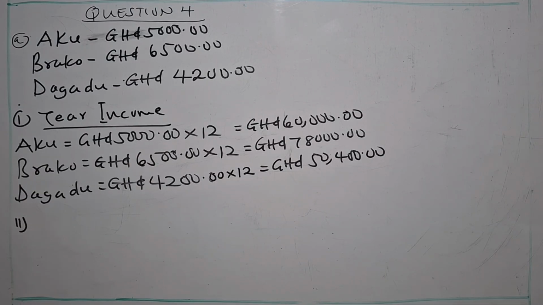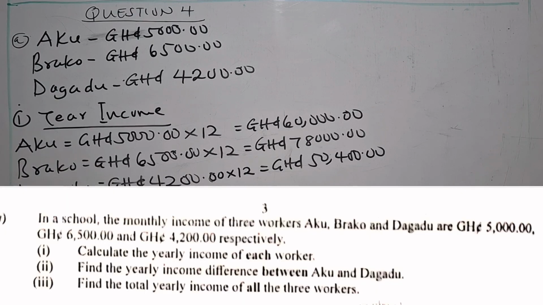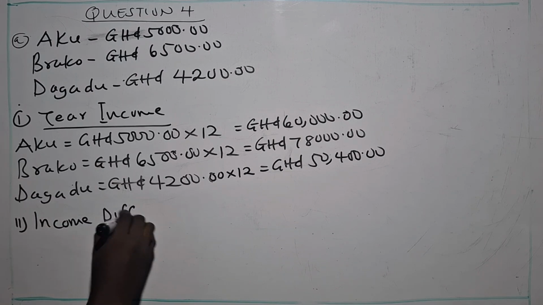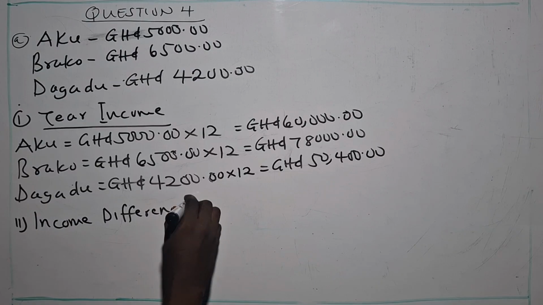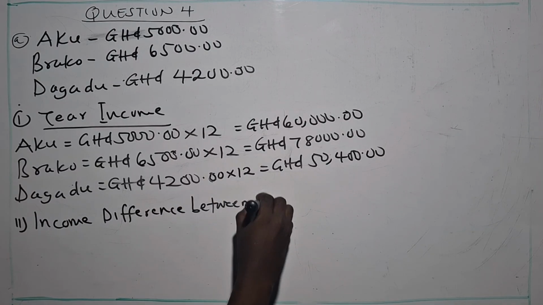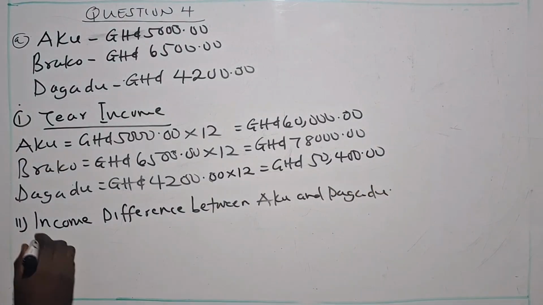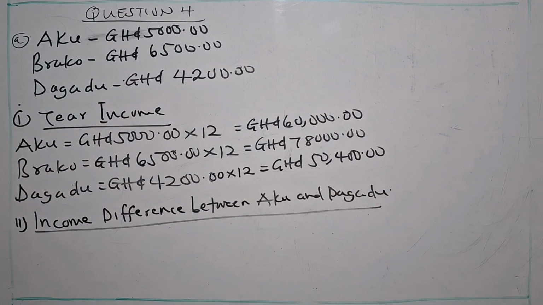So the second part says the income difference between Aku and Dagadu, the yearly income difference between Aku and Dagadu. And in mathematics, we know that when you hear difference, it means subtraction. So between Aku and Dagadu, and obviously the bigger amount first. Yes, the bigger amount first.